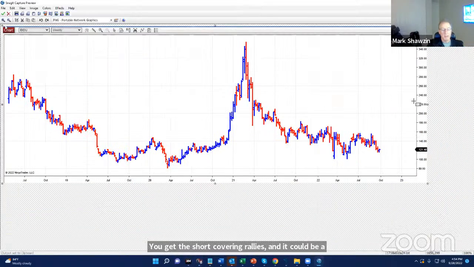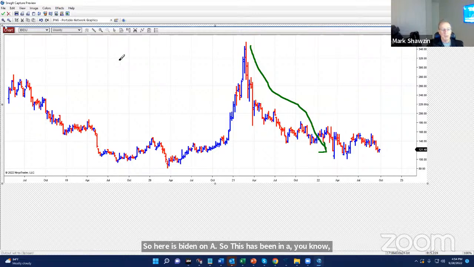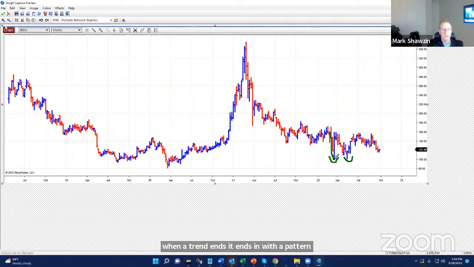So here is Baidu, which has been in a long-term downtrend. But all good things must come to an end, and when a trend ends, it ends with a pattern. Makes a new low, bounces, makes a new low, bounces. Now this thing still has to kind of confirm itself and go through this neckline, which is around the 150. So I kind of got in very early, but I kind of get the feeling like the early bird catches the worm.